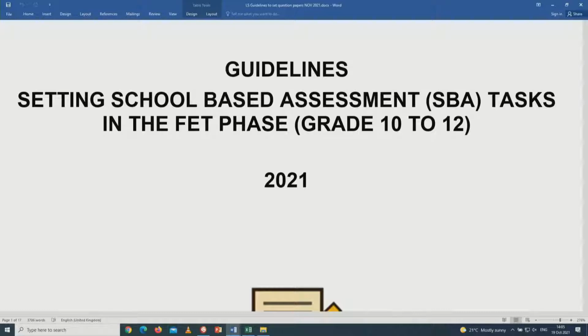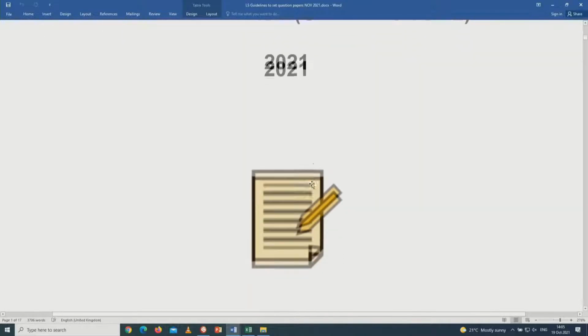we are going to tackle many of those criteria set by the DBE, so you will be very comfortable when after today you have to start setting. If you have already started setting, if you have already completed your papers for the end of the year, it's a good thing that you have a look this afternoon and see if you are in line with the guidelines.